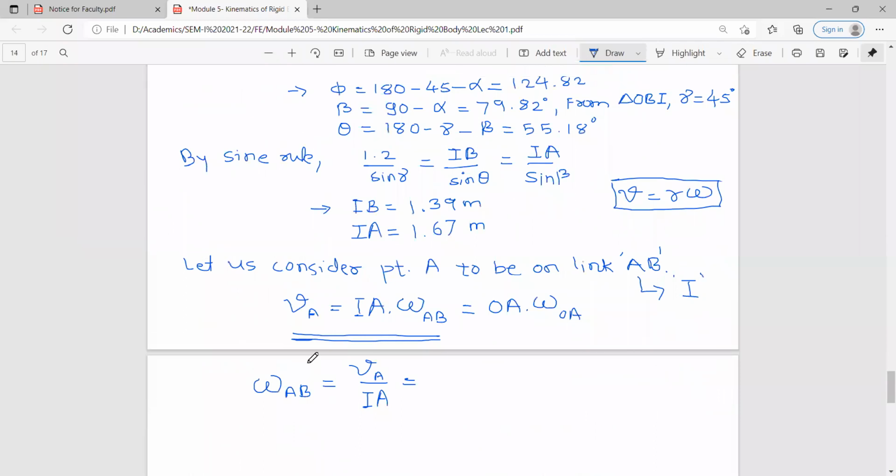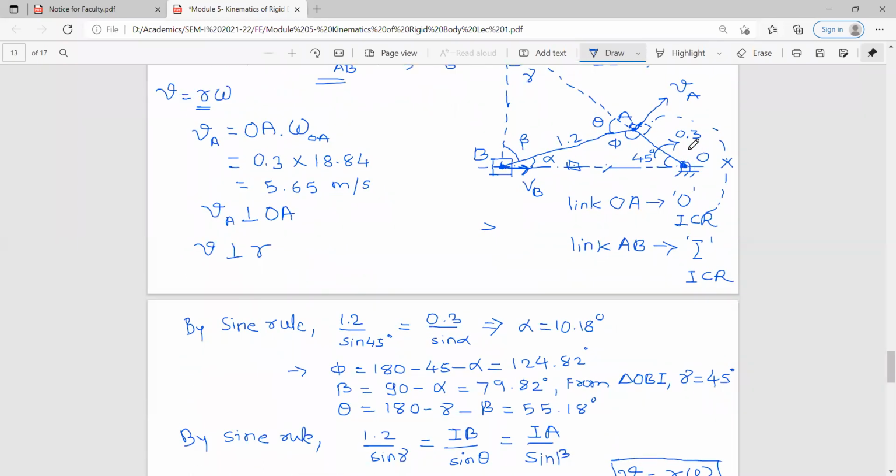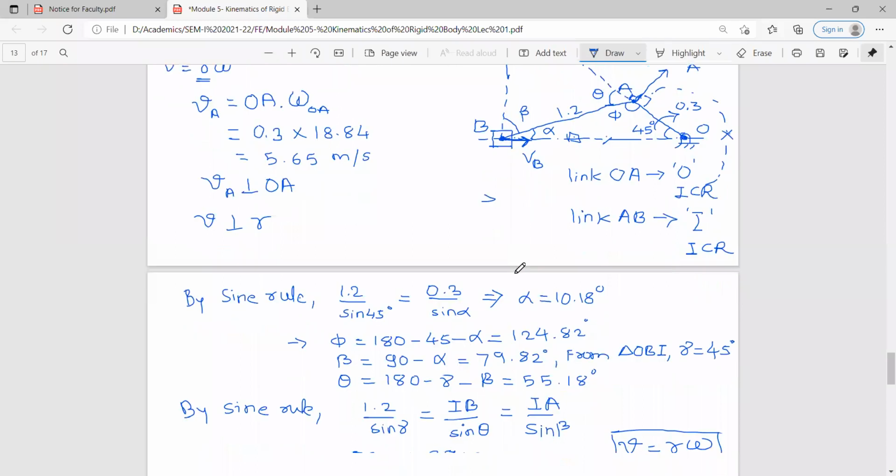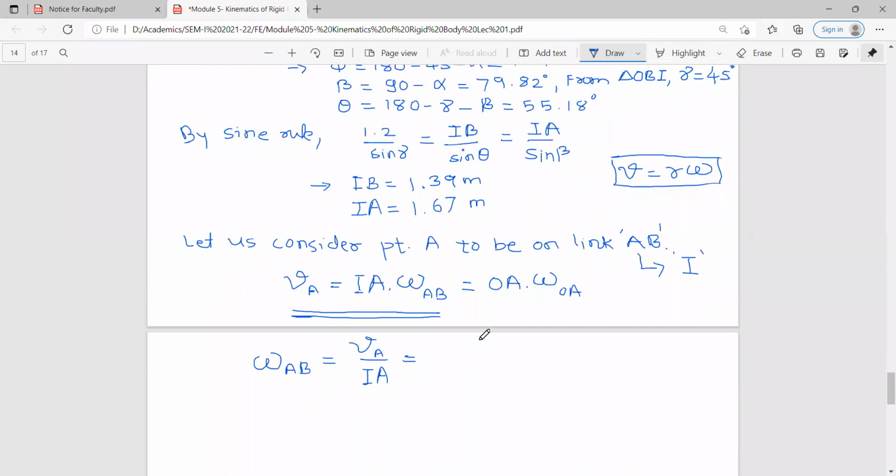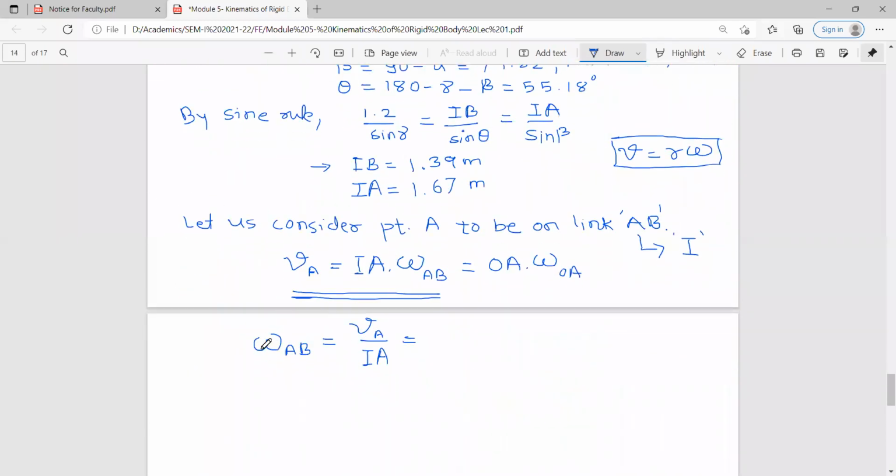Yes, so angular velocity may not be constant all the time. It may happen that this crank is rotating at constant RPM. But angular velocity of the connecting rod, very difficult that it will remain constant. It will always fluctuate moment to moment. Okay, so by using this formula, I'm calculating angular velocity of link AB.